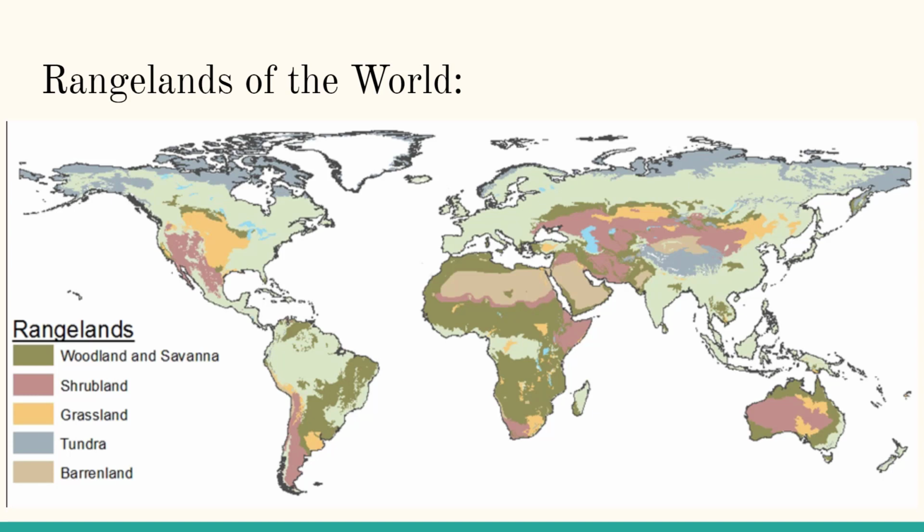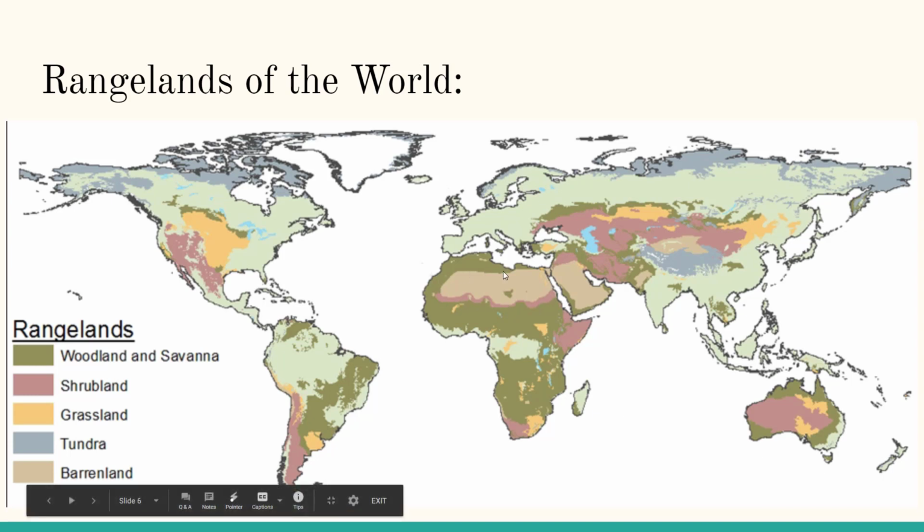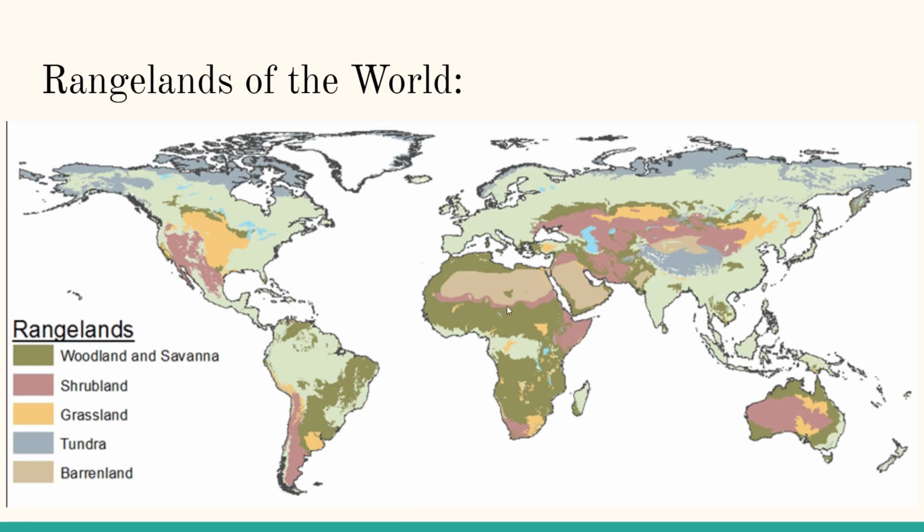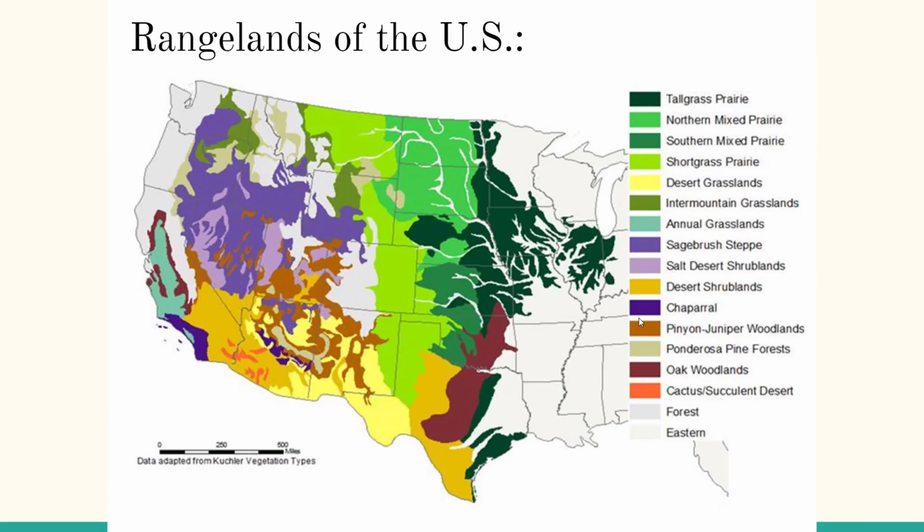And then the areas that are not classified as rangeland are going to be in that brown color, and those are barren lands. And so we see some of those barren land areas kind of in northern Africa and through the Middle East as well. When we look at the United States, most of the rangeland is going to be out in the west.